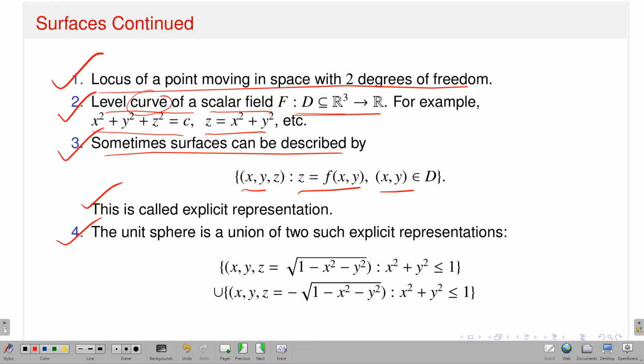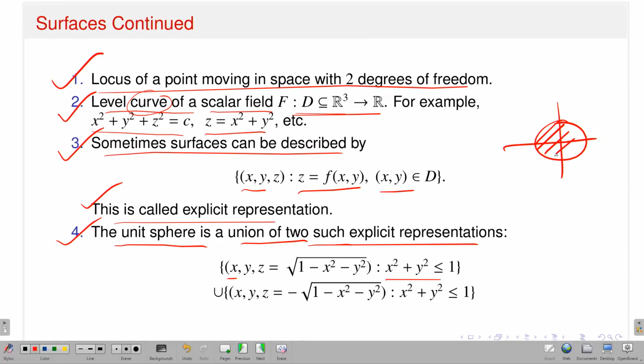Another one, number 4. Once I have the explicit representation, that means x comma y comma z, where z is a function of x comma y, where f is a map from D subset of R2 to R, then this is called the explicit representation. For example, the unit sphere is a union of 2 such explicit representations. What about the first one? The first one is x comma y, where x square plus y square is less than or equal to 1, that means 2 dimensional, the unit interior region of the circle, including the boundary. So this is x comma y, and what is your z? z is nothing but square root of 1 minus x square minus y square.